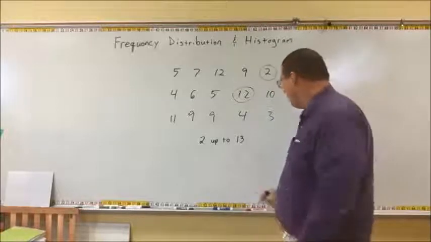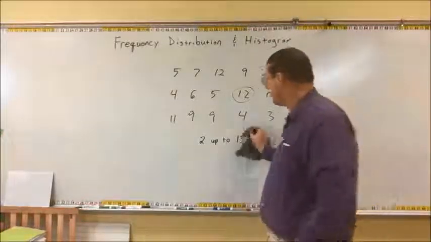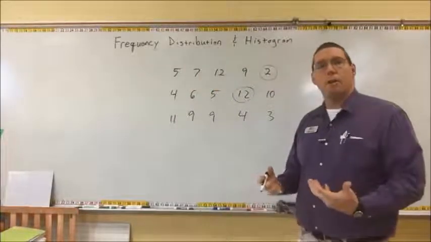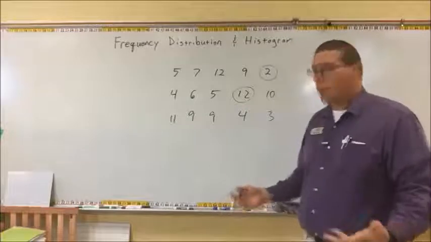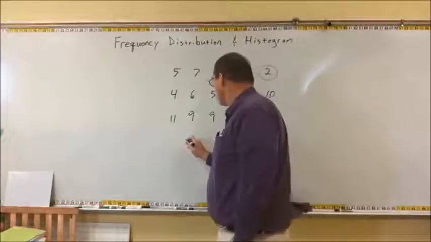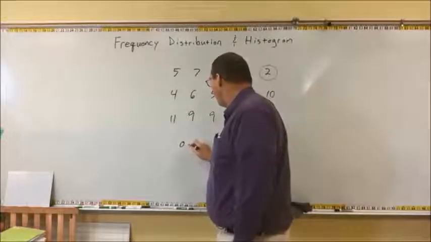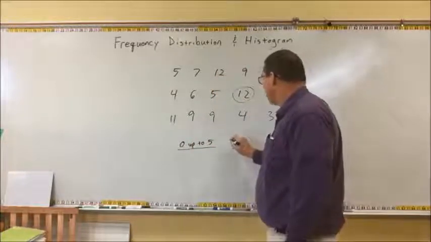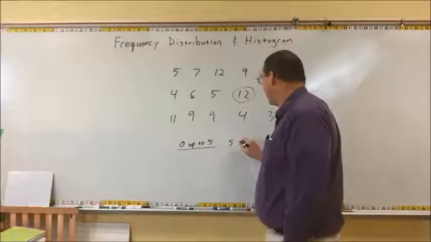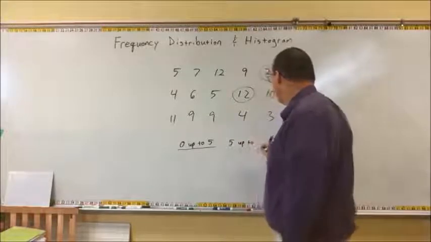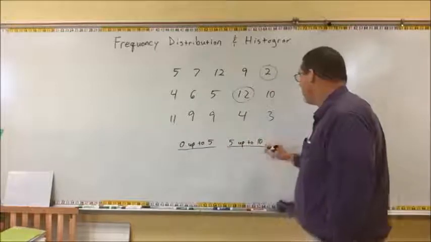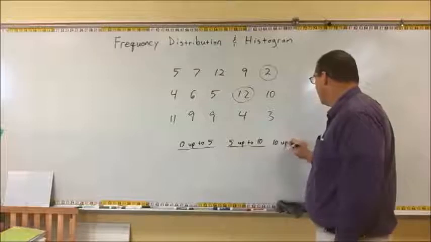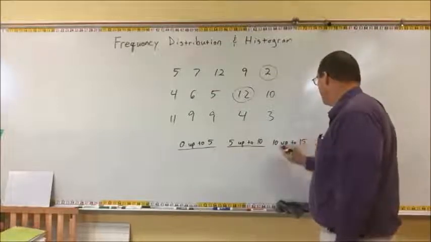But what if we wanted to break it up into more than one group? What if we wanted to break these numbers up into, say, 3 groups? What if we said all numbers starting at 0 and going up to 5? And then our next group was all the numbers starting at 5 and going up to 10. And then our third class is all numbers starting at 10 and going up to 15.